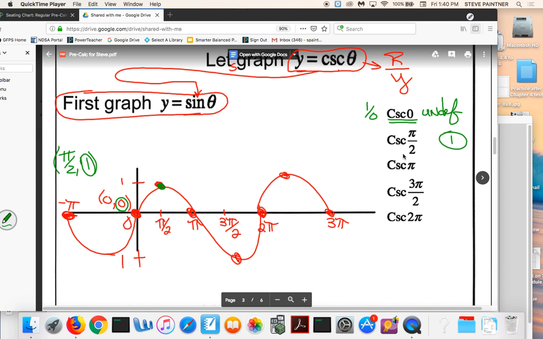Same answer. Okay, what about pi? Pi, comma, what? 0. Oh, there's the answer. 0. Flip 0. 0 over 1, if you flip it, is 1 over 0.